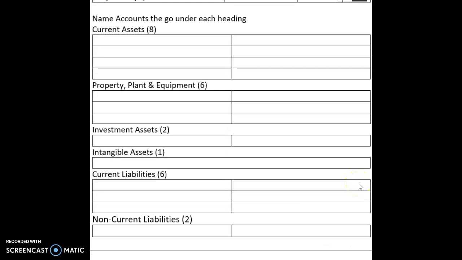For this next section, see if you can press your pause button and see if you can get them. There are 8 current assets. See how many you can name, and then go back and have another crack at it to see whether or not you can get them again. So these are the 8 current assets. Press pause, see if you can name them.